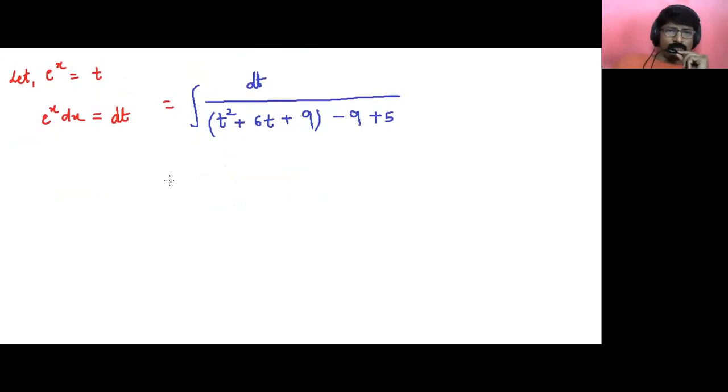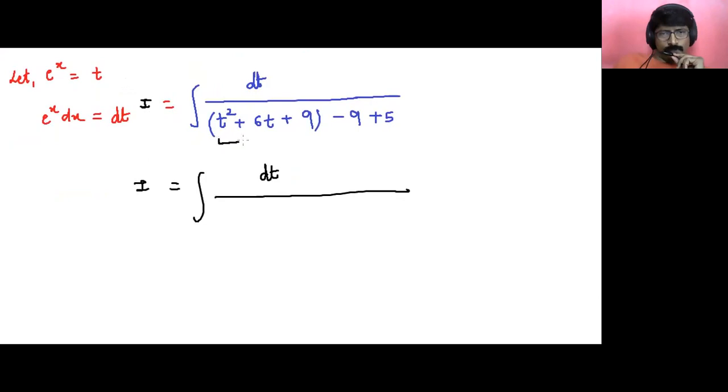So what will happen now over here? The integration will become integration of dt upon this perfect square. This is a perfect square of what? Since this is plus over here, this is a perfect square of t plus square root 3, whole square. I hope you understood it.